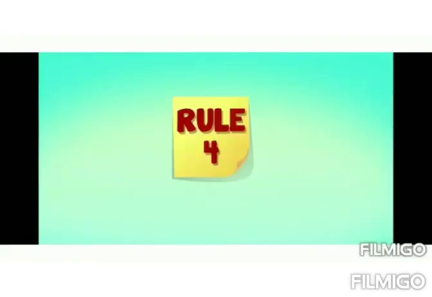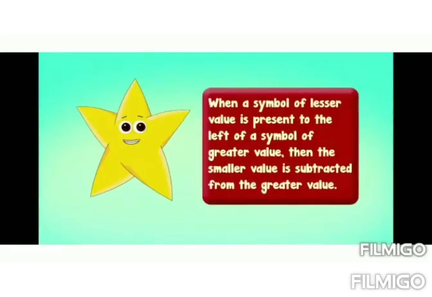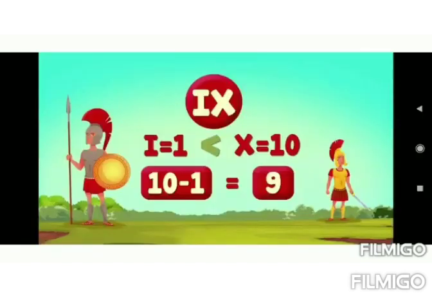Rule number 4 is: when a symbol of lesser value is present to the left of a symbol of greater value, then the smaller value is subtracted from the greater value. For example, in IX, I equals 1, which is smaller than X, equals 10, and is to the left of X. Hence, I should be subtracted from X. 10 minus 1 equals 9. Hence, IX is equal to 9, or 9 is written as IX.